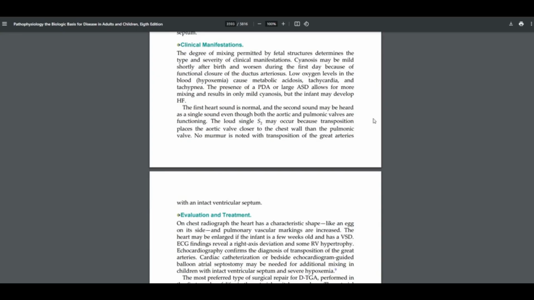The second sound may be heard as a single sound, even though both the aortic and pulmonic valves are functioning. The loud single S2 may occur because transposition places the aortic valve closer to the chest wall than the pulmonic valve. No murmur is noted with transposition of the great arteries with an intact ventricular septum.